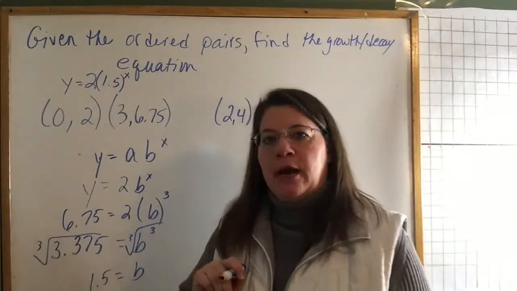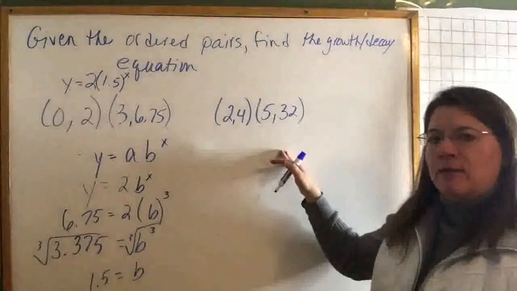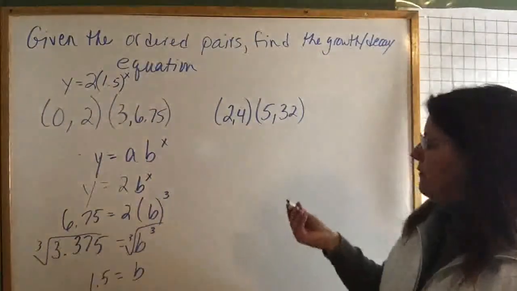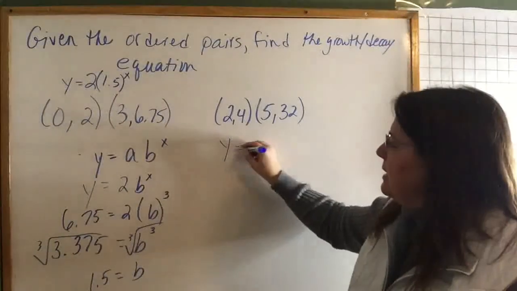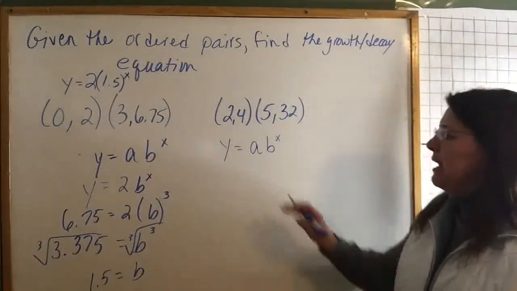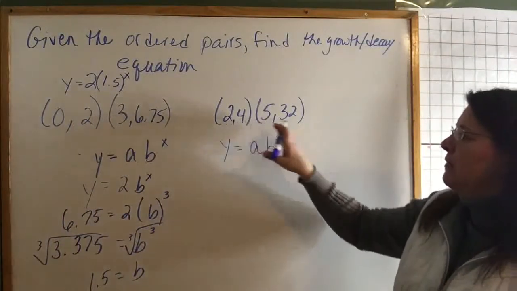This one is not quite as easy because it didn't give us the y-intercept. So what we're going to have to do is take our formula, y equals ab to the x, and in that formula, I'm going to plug both of these ordered pairs.